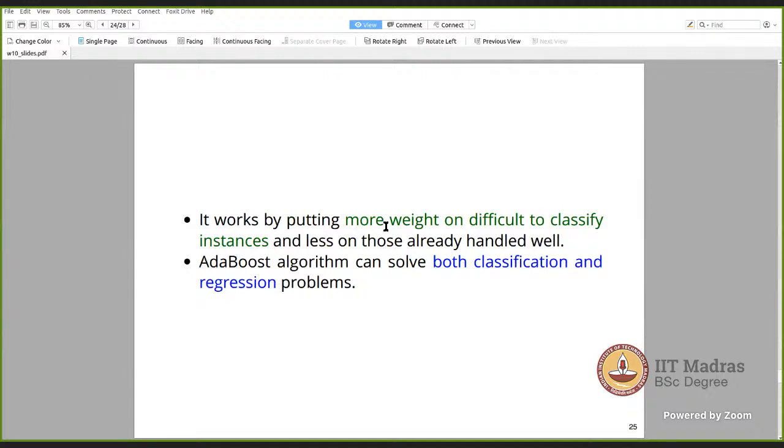It works by putting more weight on difficult to classify instances, and less on those already handled well. All right.